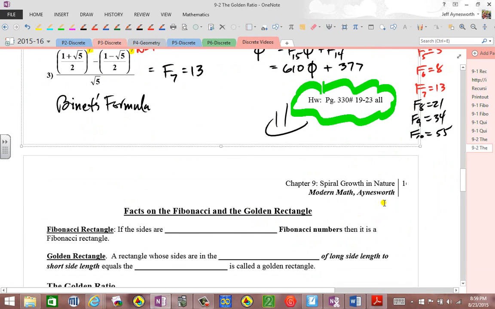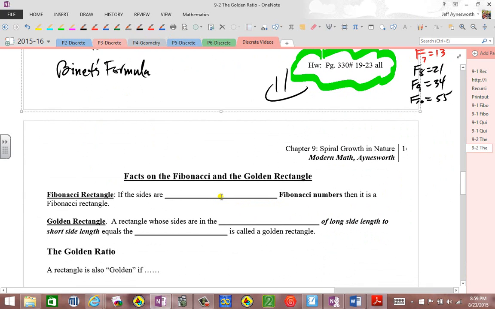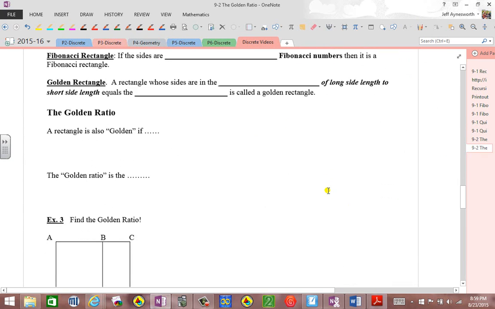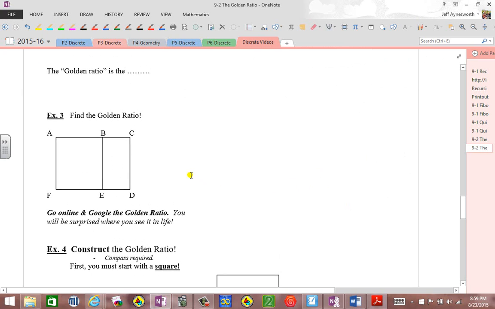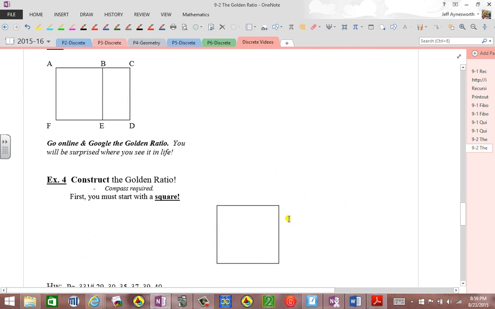And we're going to talk about facts of the Fibonacci sequence and the golden rectangle, and we're also going to go ahead and derive it and also construct it with a compass.